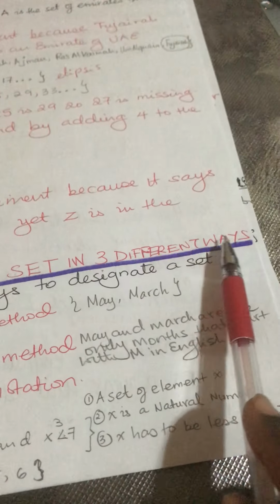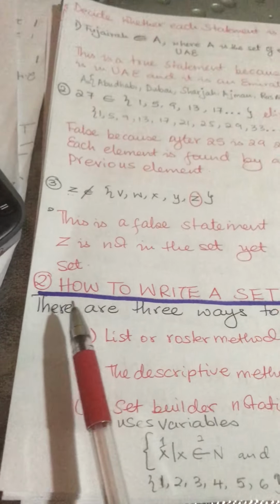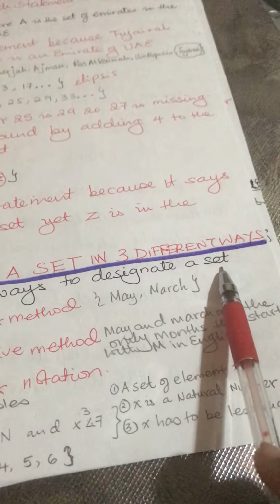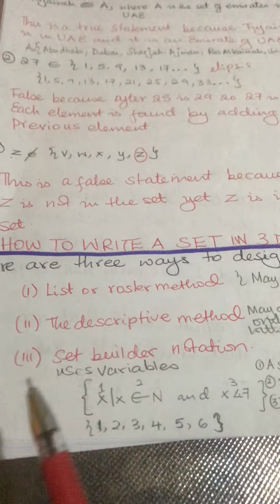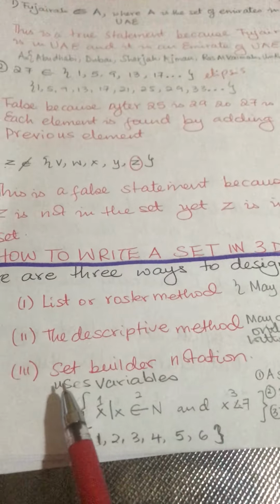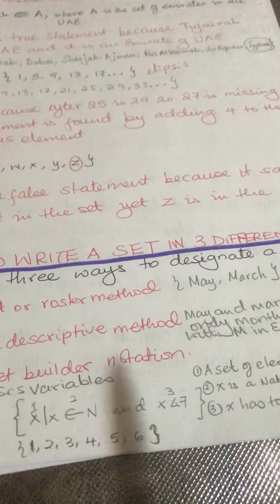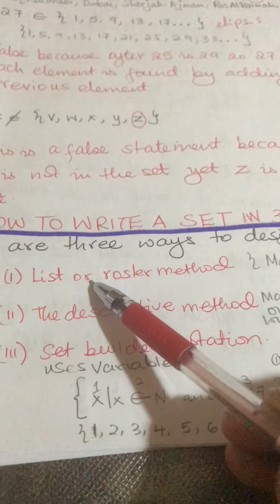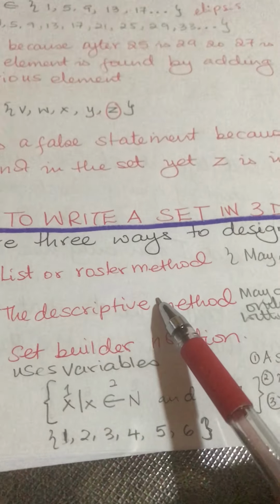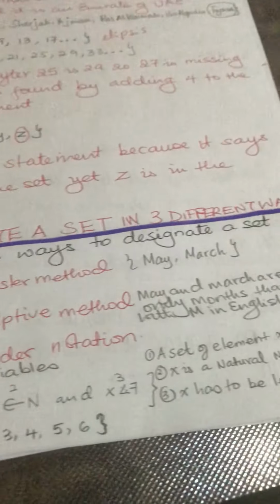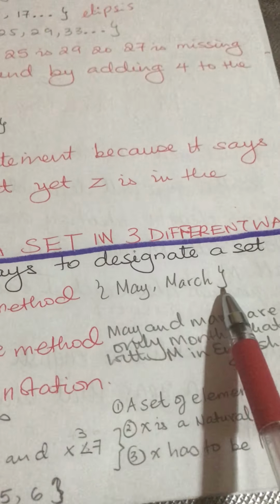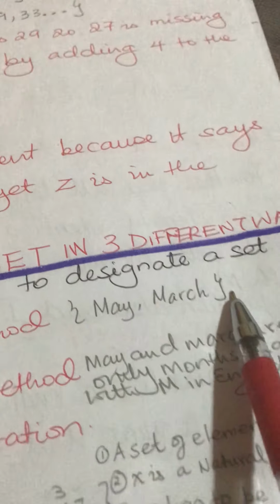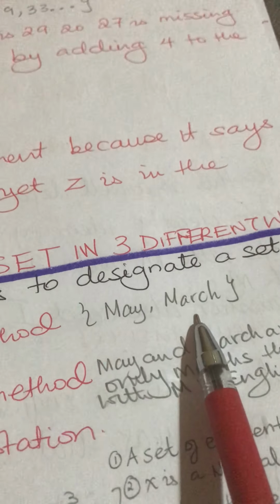Okay? All right, now we're here. How to write a set in 3 different ways. So there are 3 ways to designate a set. You either use a list or roster method, or you use a descriptive method, or you use a set builder notation. What are the 3 ways of writing a set? A list or roster method, descriptive method, set builder notation. List method, you use your braces. Make sure you use the braces, okay? These are not called brackets, they're called braces.